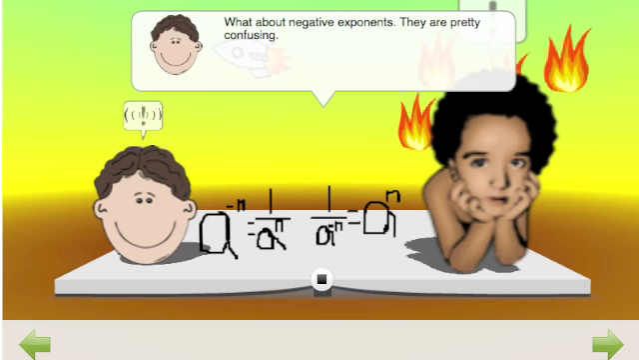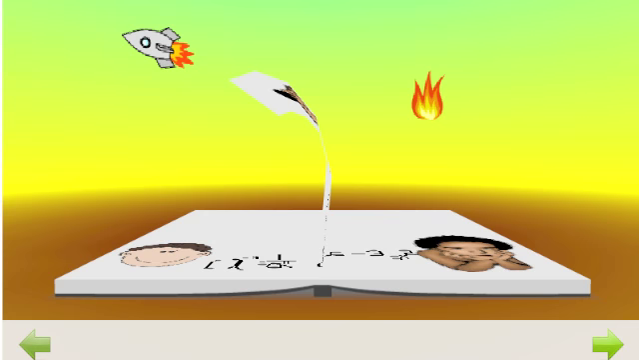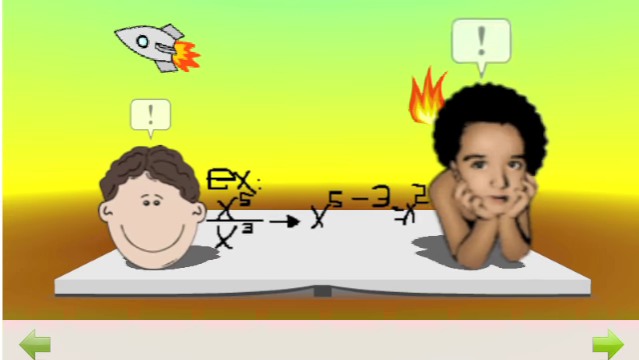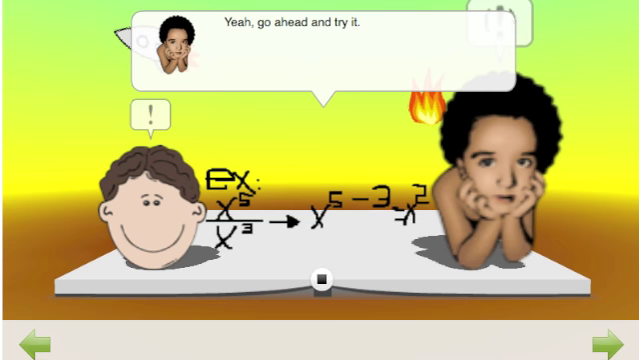What about negative exponents? They're pretty confusing. No, it's not. All you have to do is remember to turn the base to its reciprocal and the exponents become positive. Alright, let me try this last one problem. Yeah, go ahead and try it.